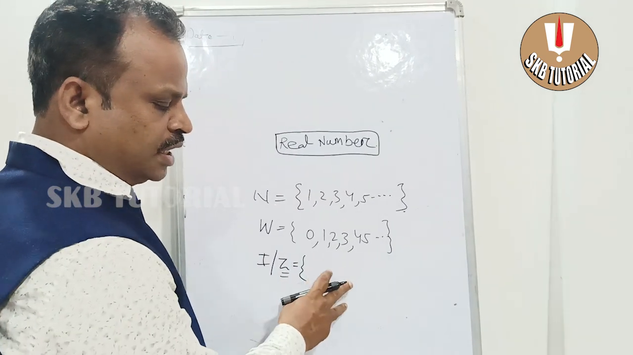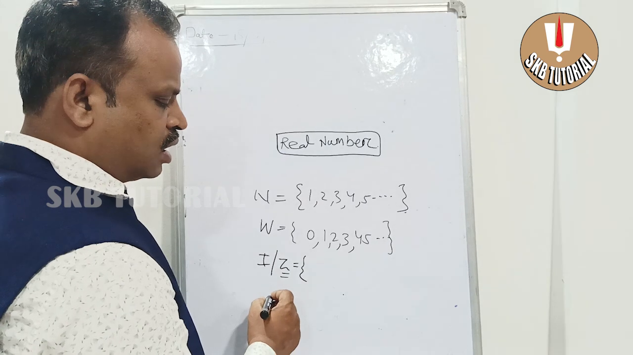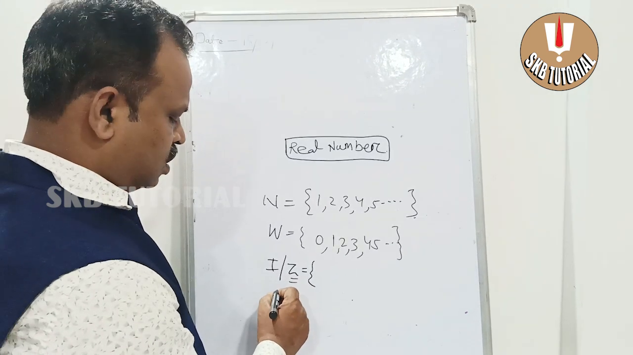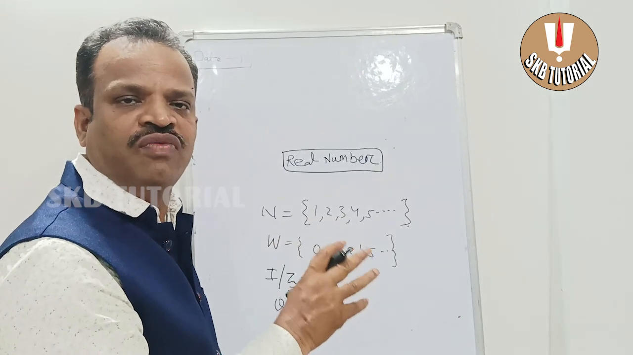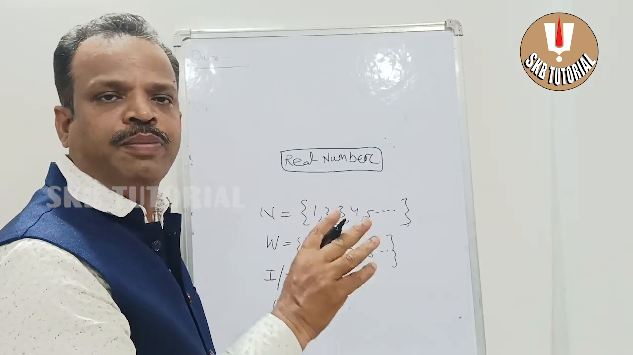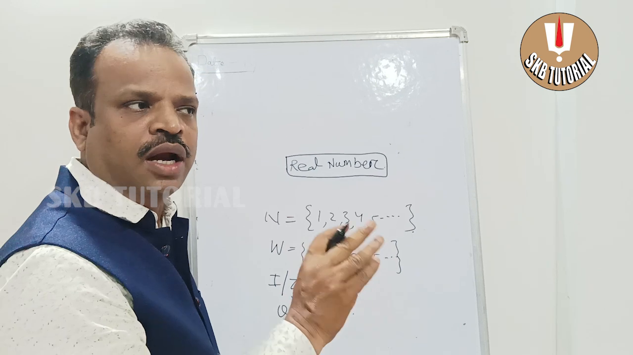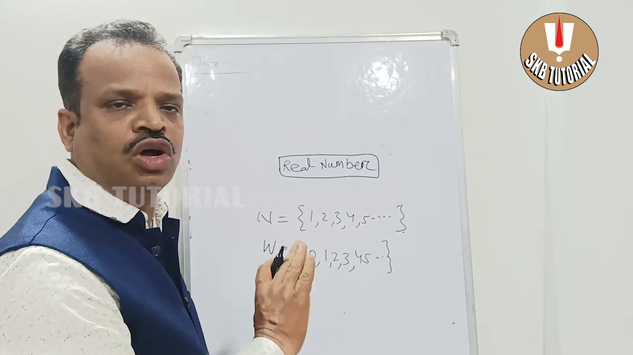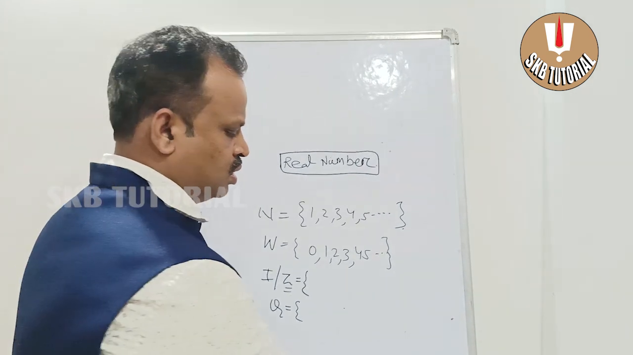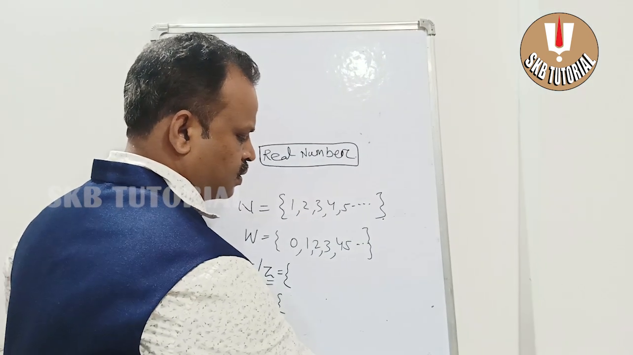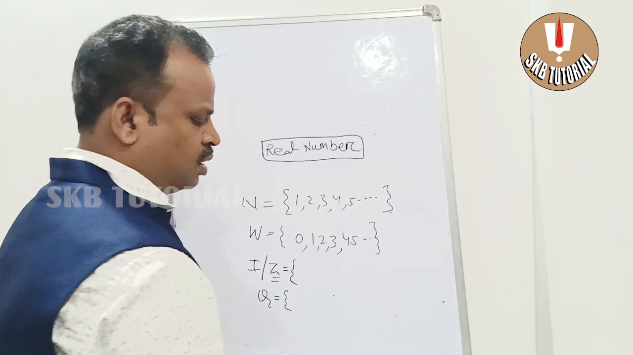After integers will come rational numbers, that is denoted as Q. Any number that can be expressed in the form of P by Q, where P and Q are integers and Q, that is the denominator, should not be 0, is called a rational number.